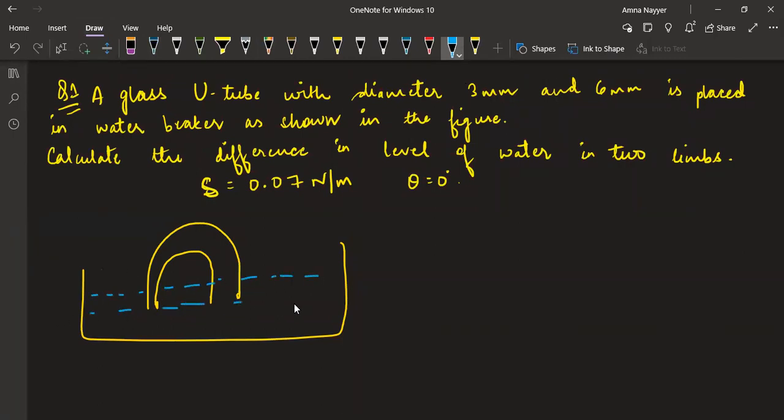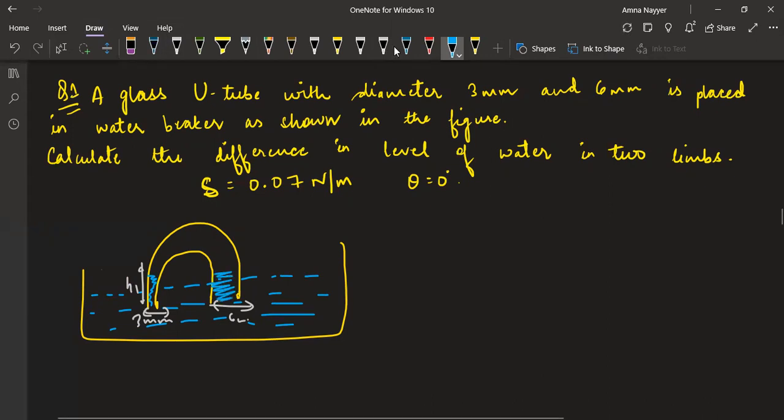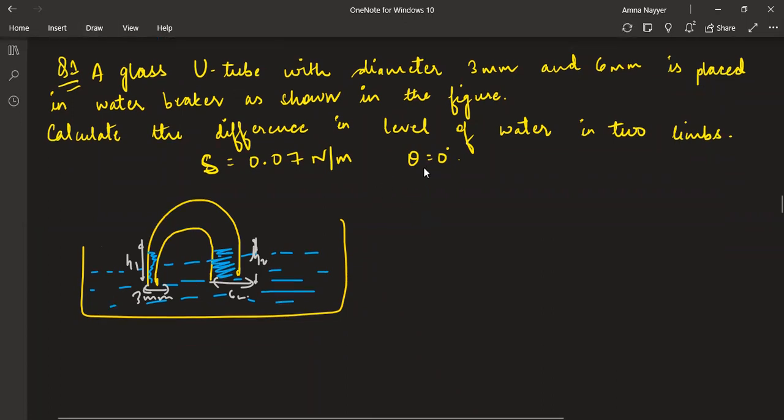And there is water in the beaker. All right. Water is there in the beaker. So this diameter is how much? This is given as 3 millimeter, and this is given as 6 millimeter. So this is one height H1 to which the water will rise. This will be another height H2 to which the water level will rise. So you have to find out the difference between the heights to which the water level rises. So see, how will you write it? You have surface tension, theta is also given as 0.